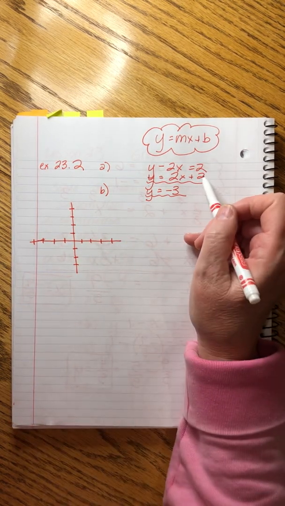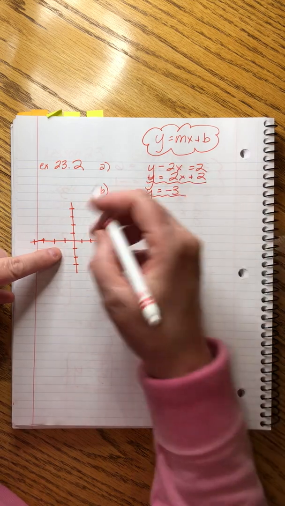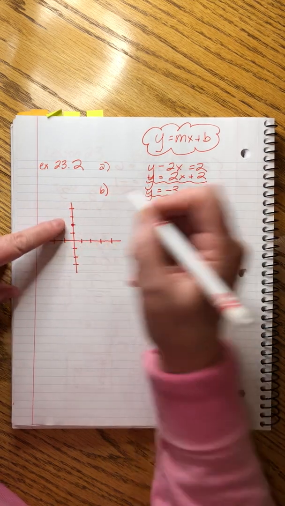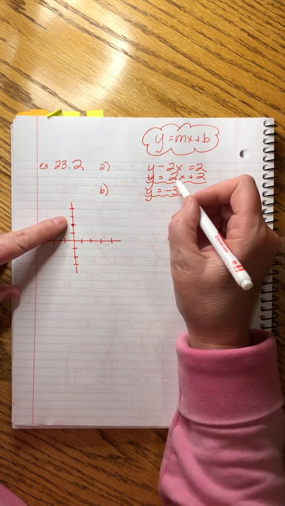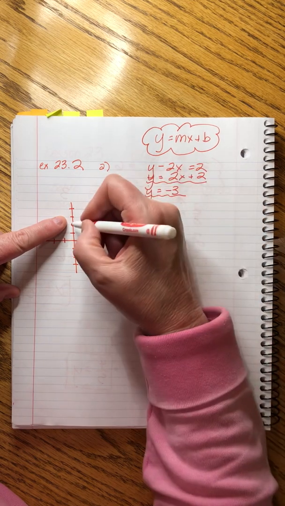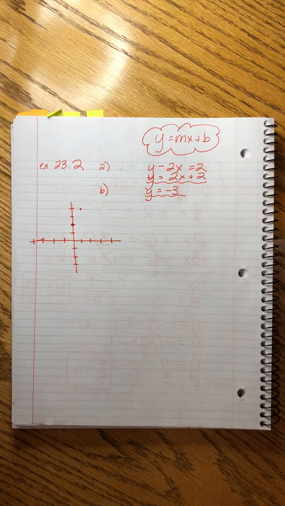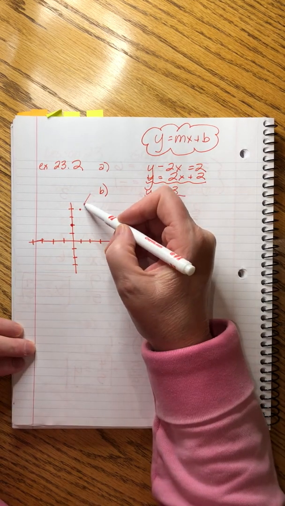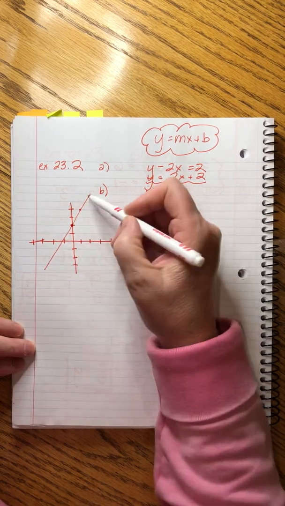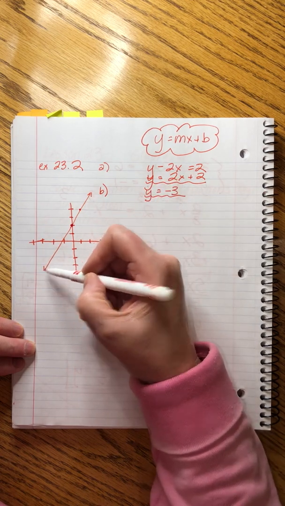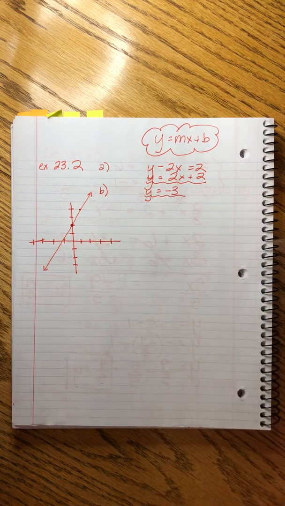All right, let's graph. We start at the y-intercept, positive 2 on the y-axis. Our slope is 2, so it's 2 over 1. So it's up 2 and over 1. There's our second point. And I eyeballed the heck out of that. Not bad. I feel good about it.